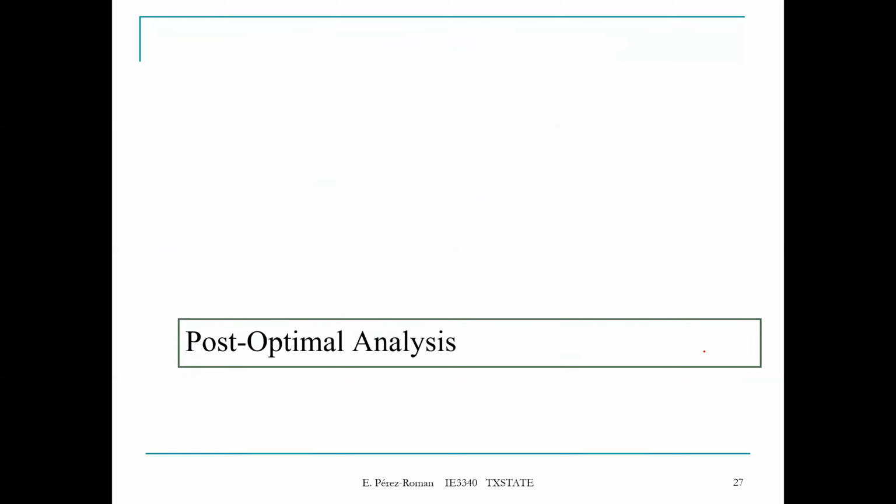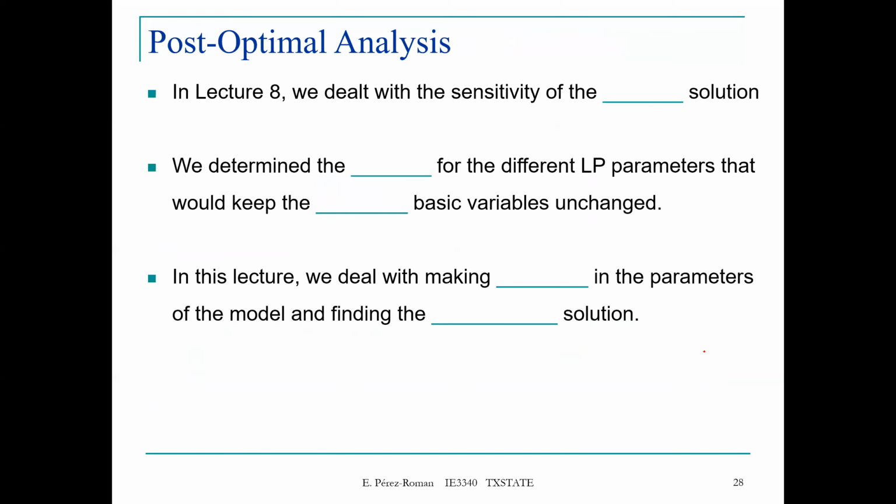So how can we use this information? In lecture 8, or the first part of lecture 8, in this case, this should be a typo, this is sensitivity analysis. We dealt with the sensitivity of the optimal solution. We determined the range for the different linear programming parameters that will keep the optimum basic variables unchanged. In this lecture, we deal with making changes in the parameters of the model and finding the new optimal solution.